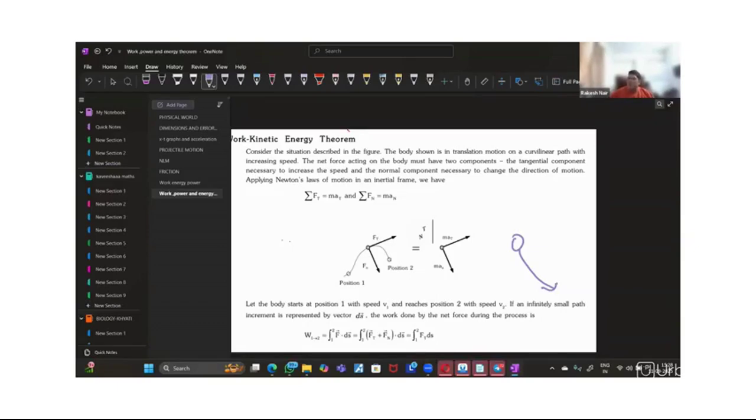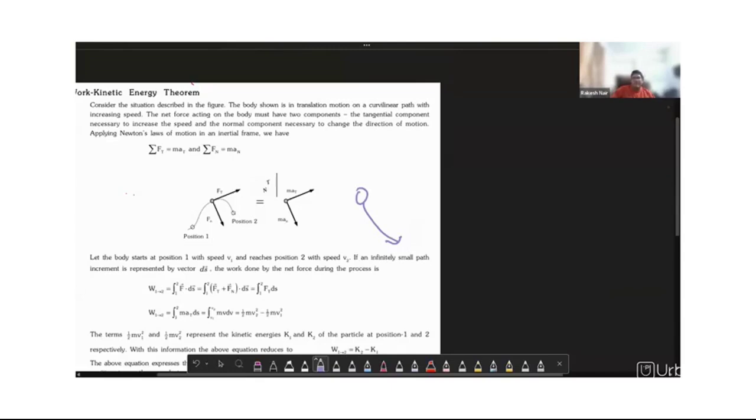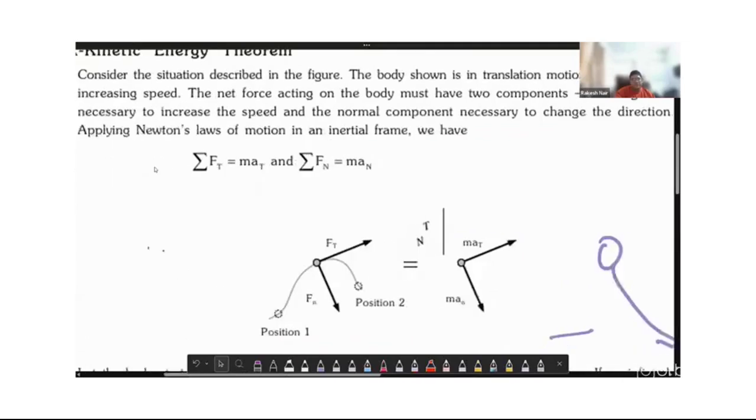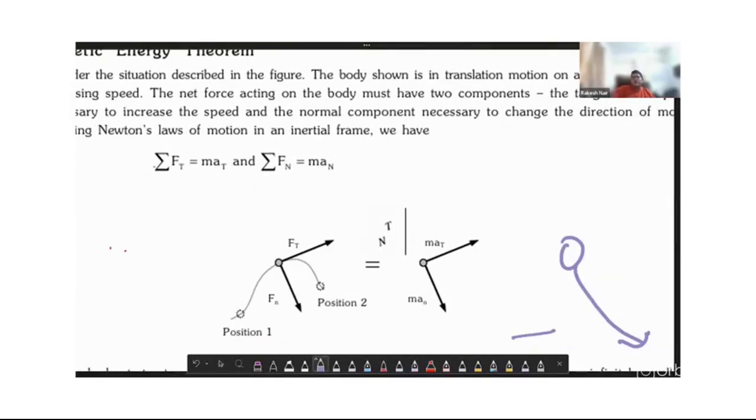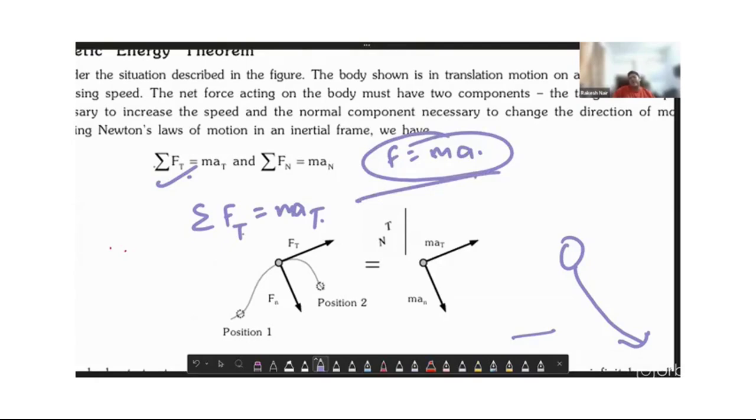When we are applying Newton's laws of motion in an inertial frame, where inertia can exist, we can write the tangential summation of F as m times a tangential, because force, as we all know by Newton's second law, is F equals ma. Similarly, normally it is the summation of m times a normal, that means the acceleration occurring on the normal axis.